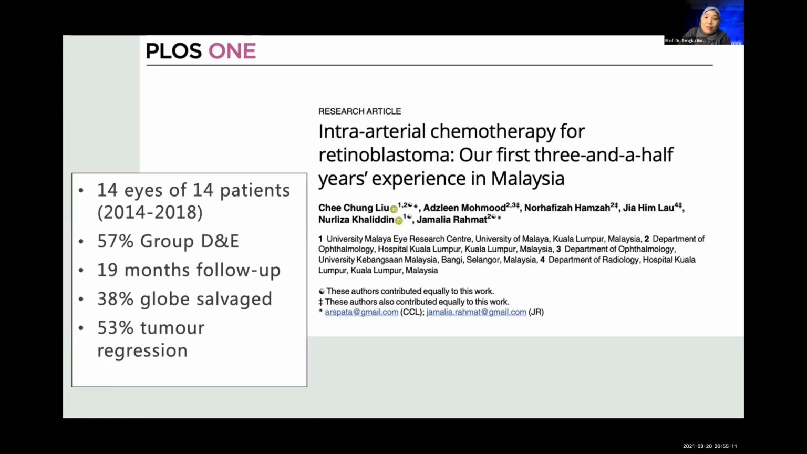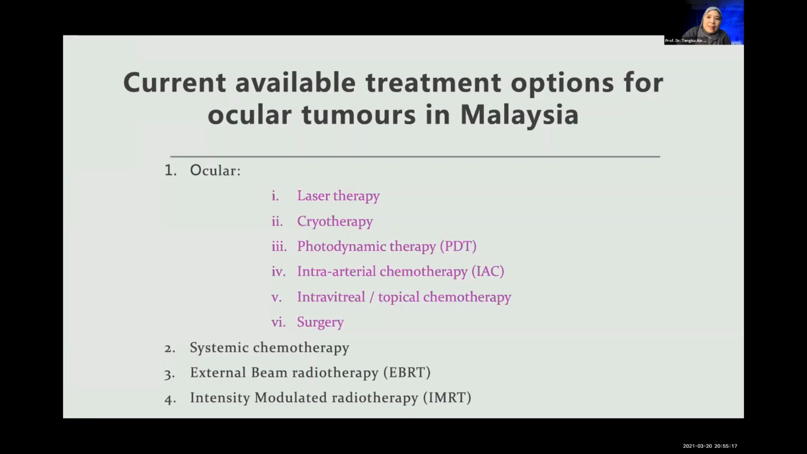So this is my last slide, coming to the point of this talk, which is giving a snapshot of what is available and what the cancer situation is in Malaysia. In terms of treatment modalities, for ocular we have laser, cryo, photodynamic therapies, intra-arterial chemotherapy, intravitreal, topical, and surgery, in addition to systemic chemotherapy, EBRT, and IMRT.